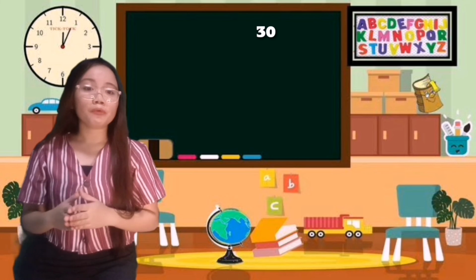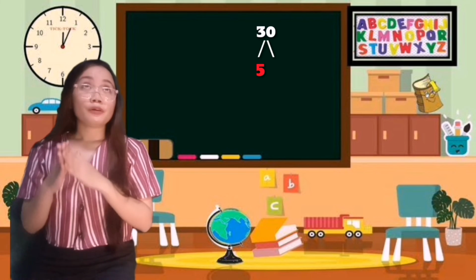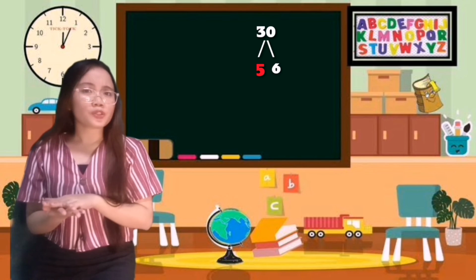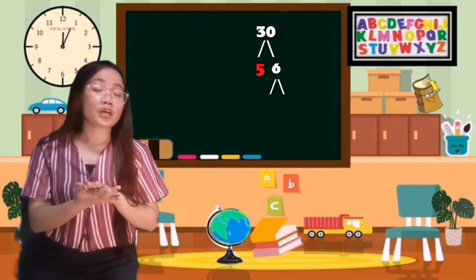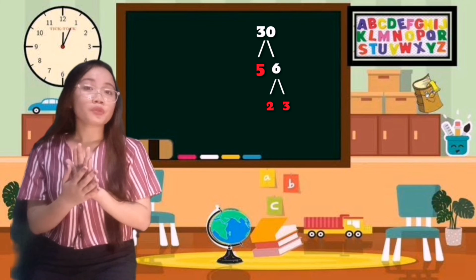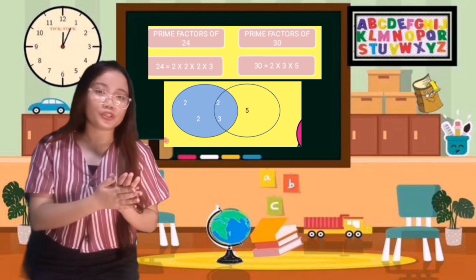The next given number is 30. What are the factors of 30? It is 5 and 6. And again, since 5 is already a prime number, we proceed to the factors of 6, which are 2 times 3. And we will have 5, 2, and 3, which we will write to the right side of the circle.